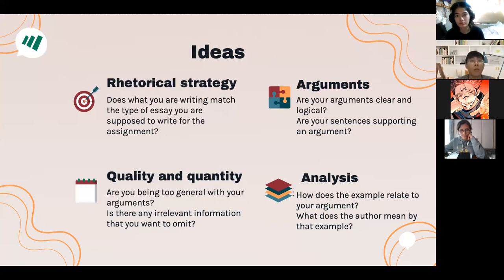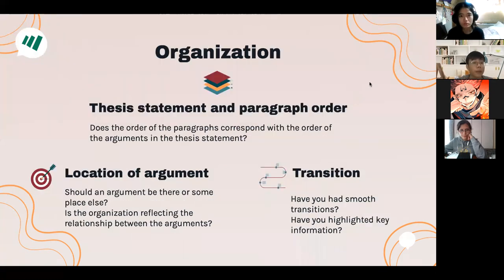And now we're going to the organization section of revising. Okay, so there are three things that we want you to look at. The first one is the thesis statement and the paragraph order. So basically this one, you should answer the question like, does the order of the paragraphs correspond with the order of the arguments in the thesis statement?